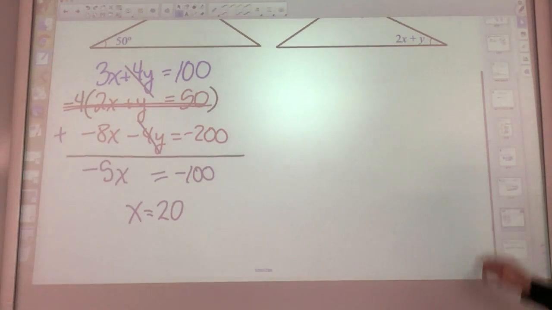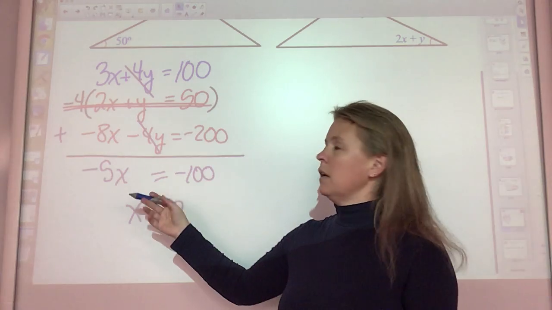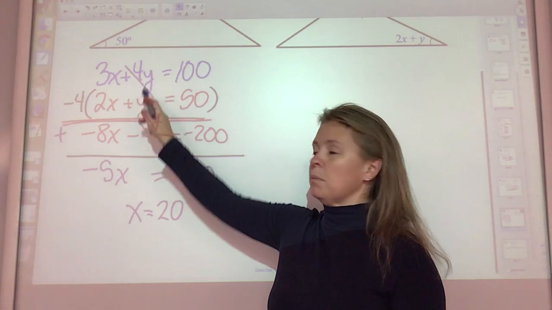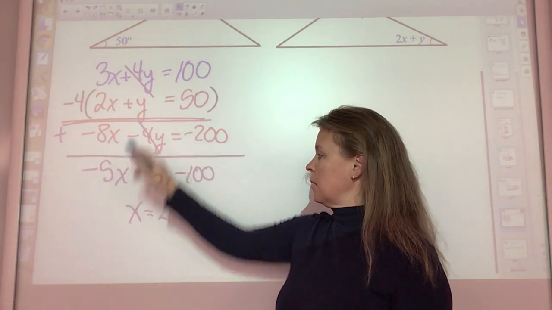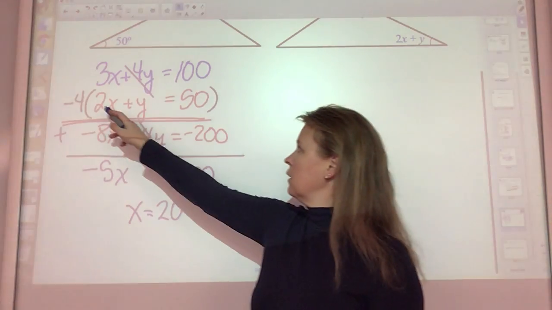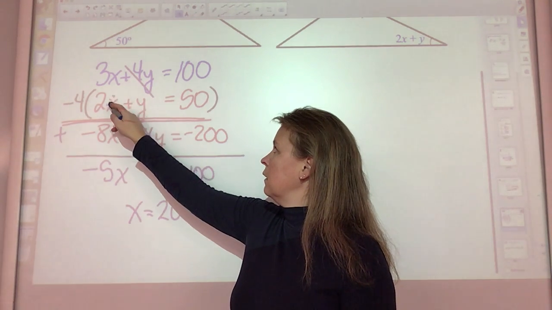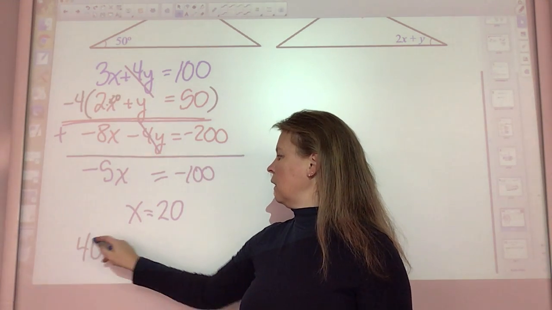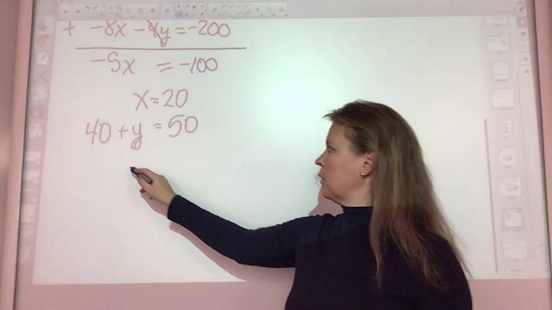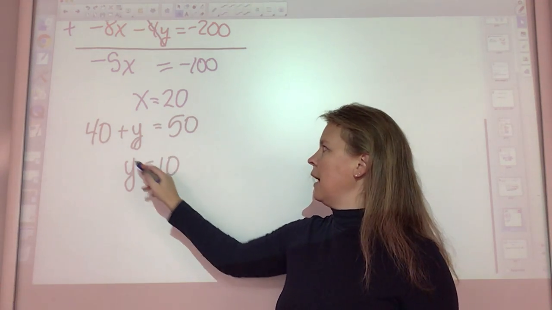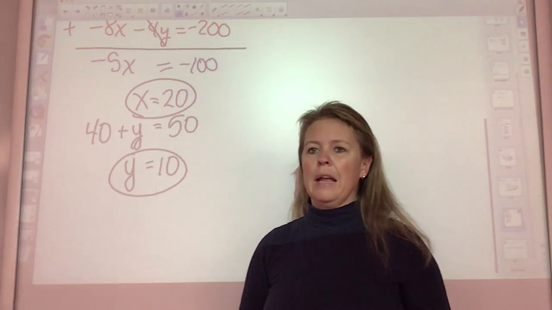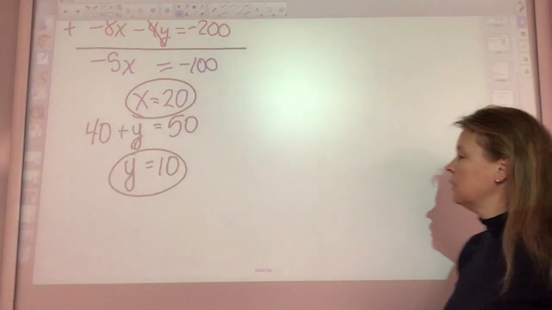I need to find y, so I'm going to go back up into either equation. It doesn't matter which one. Okay, it kind of matters. If you put it into this one, you're going to have two-step solving. If you put it into this one, you're only going to have one-step solving, or three-step and two-step. So I'm going to go 2 times 20. 2 times 20 is 40. 40 plus y equals 50. If 40 plus y equals 50, then y must equal 10 when I subtract it over. Find x, find y.